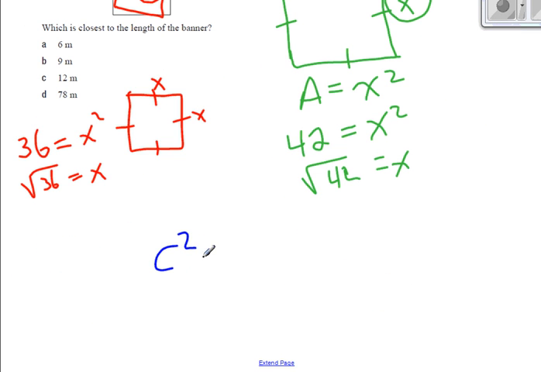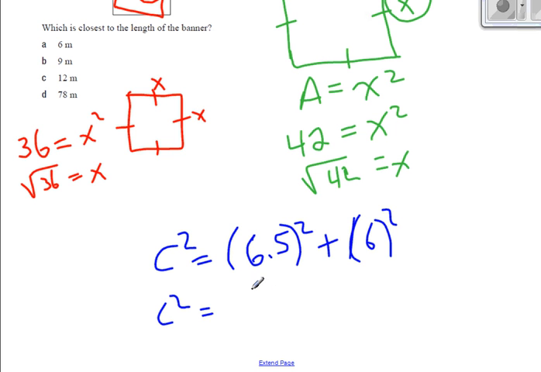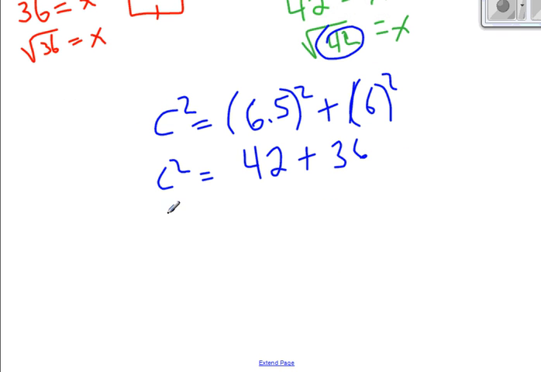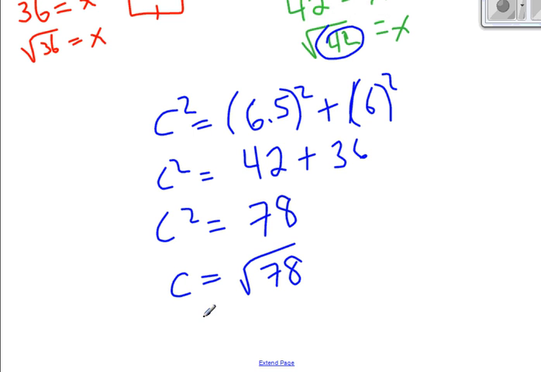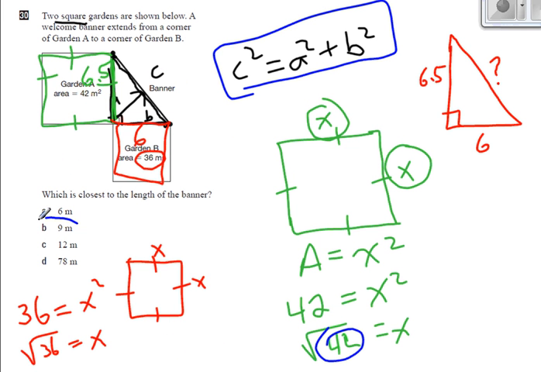So c squared equals a squared plus b squared. And of course, I already know that 6.5 squared is 42 because that's what I did right here. And 6 squared is 36. So c squared is equal to 78. Take the square root, and I can tell you that the length of the banner is about 8.8 meters. So let's go up to the multiple choice. Which is closest? Well, 8.8 is closest to 9. Okay, good Pythagorean theorem question. So I'm going to stop this video here because we're almost out of time, and I will meet you on video number 9.